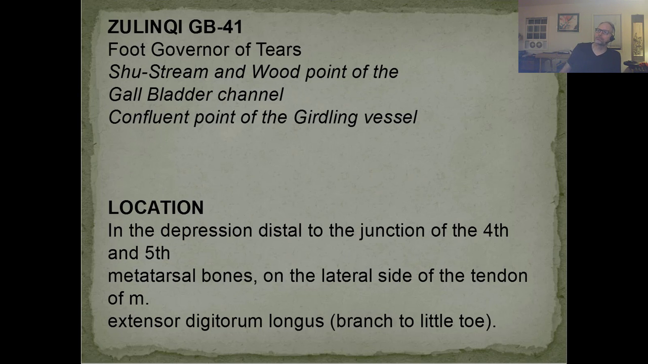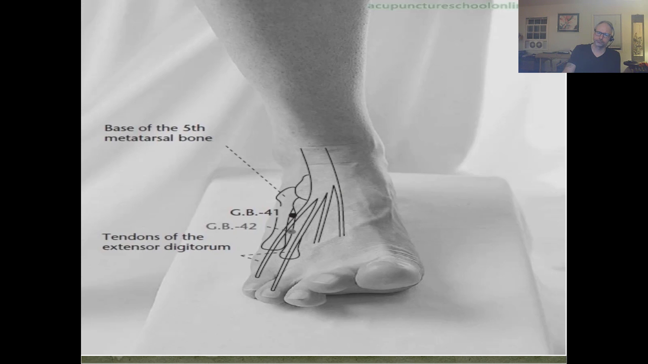Gallbladder 41. 41 is the Shu stream, and it's also the confluent or coupling point of the Daimai. If you're going to open the Daimai, you have to do the master point, Sanjiao 5, followed by gallbladder 41. Any depression distal to the junction of the 4th and 5th metatarsal bones on the lateral side of the tendon, m. extensor digitorum longus. Right there.